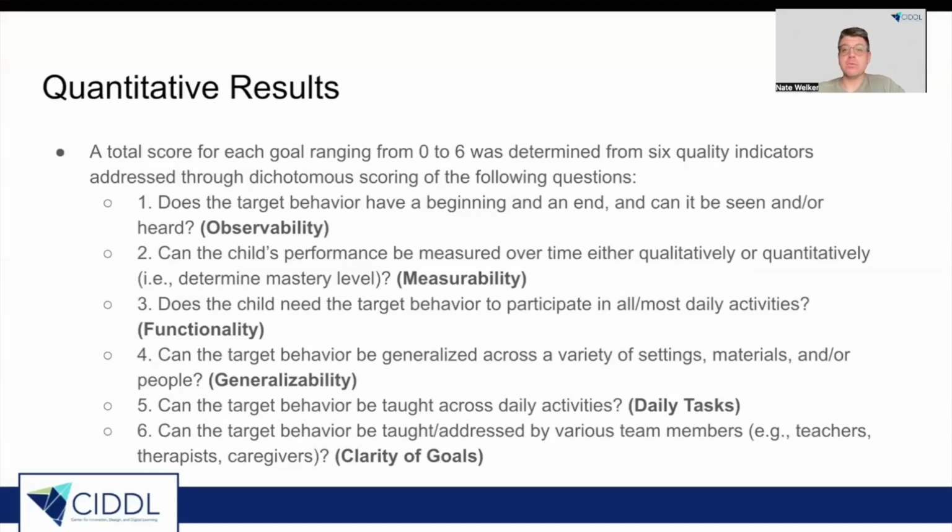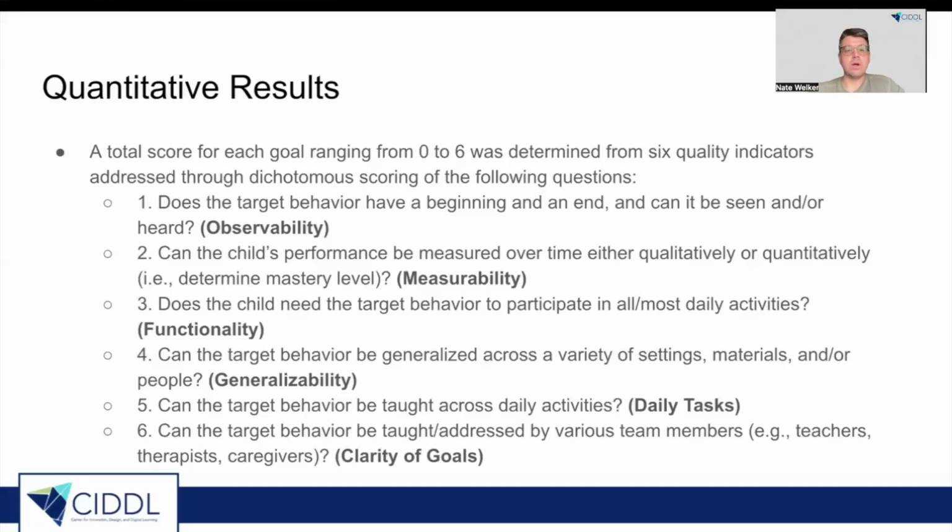So before we go over the quantitative findings from the study, I want to first describe kind of how the data was collected from participants. So each IEP goal received a total score ranging from 0 to 6 that was determined from 6 quality indicators.